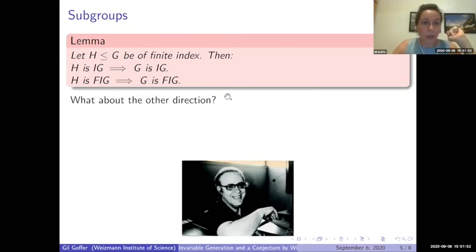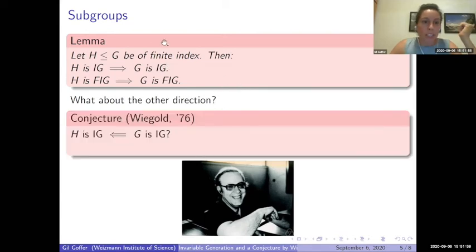What do I mean by that? If I knew that the group G is IG, could I deduce that its finite index subgroup H is IG as well? In the beginning, Wiegold was asking this question without even assuming finite index. He was just asking this for a general subgroup. So if you have an IG group, does every subgroup need to be IG as well? For the obvious examples that we saw, like abelian groups are IG, obviously their subgroups are IG.